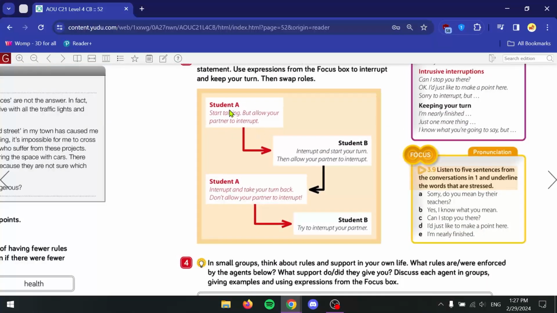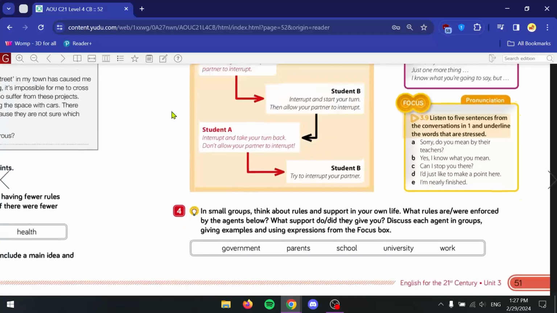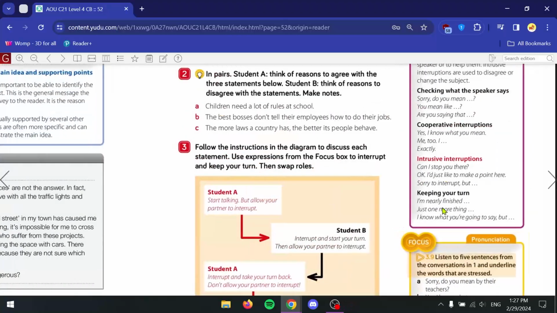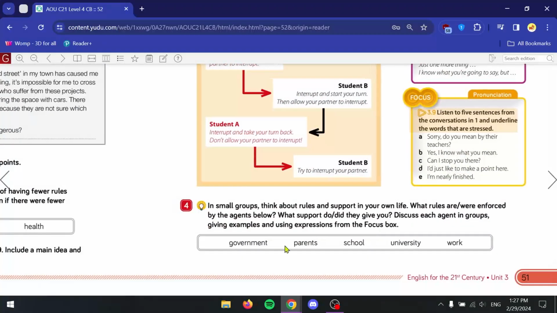This one needs 2 students, and this will be quite hard virtually, so let's skip this. Think about rules and support in your own life. What rules were enforced by the agents below? You can use some of these words here, and obviously we can't discuss these and use some of the expressions we learned, but for the sake of this exercise, let's just talk about the rules that are currently or were enforced when you were younger by these agents.